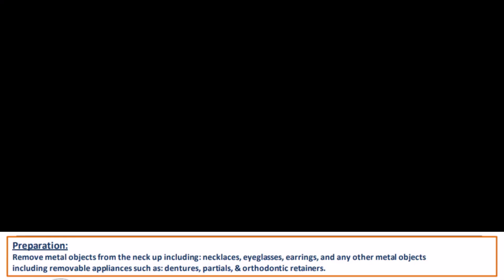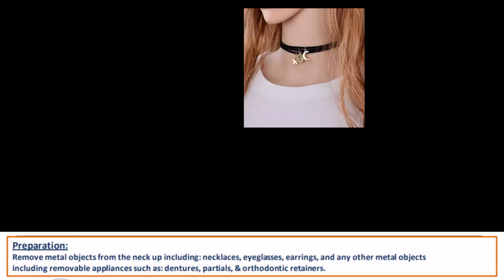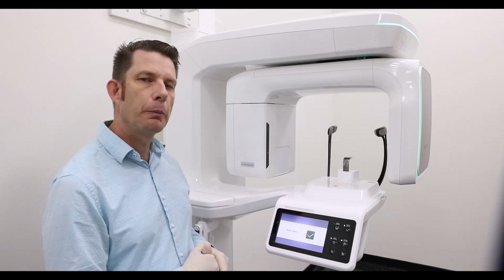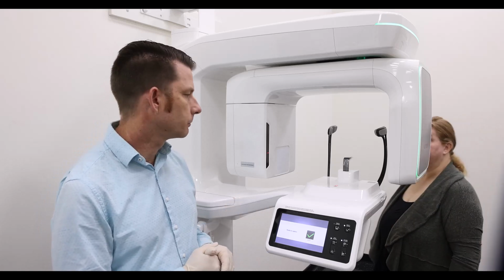In preparation, have the patient remove all metal objects from the neck up, including necklaces, eyeglasses, earrings, and any other metal objects. Let's bring our patient back and go through patient positioning for CBCT.